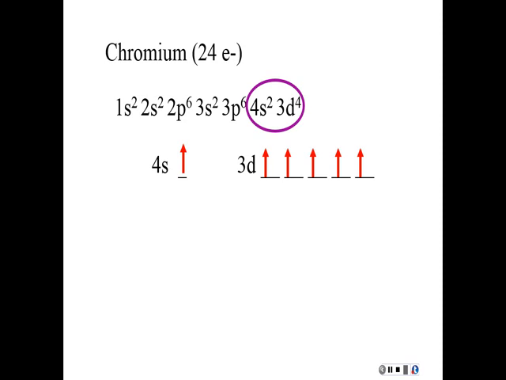Notice when this happened, it half-filled the d orbitals up. This would account for the fact that chromium can show us a charge of +1, because it can lose just that one electron in that 4s orbital.